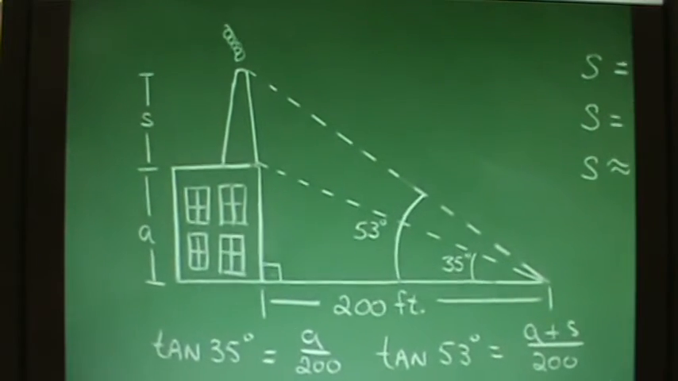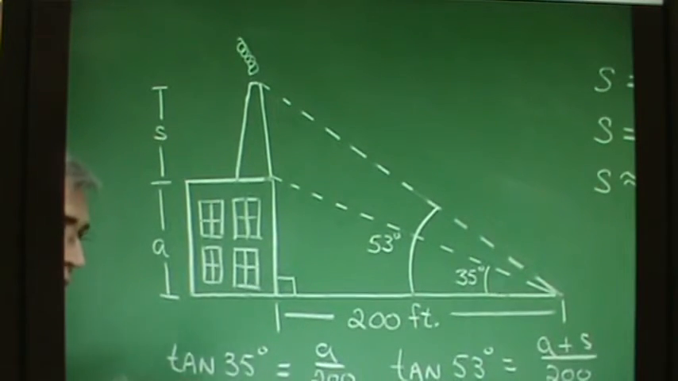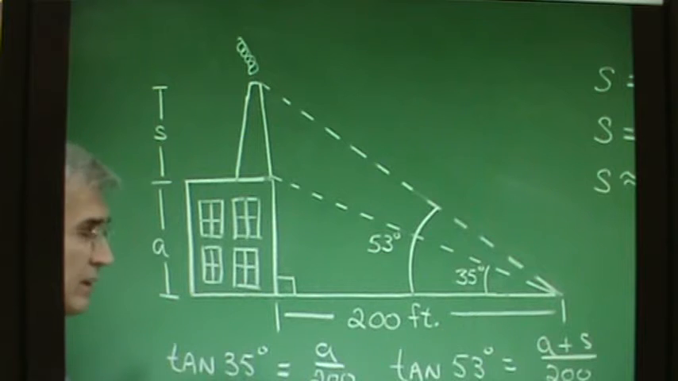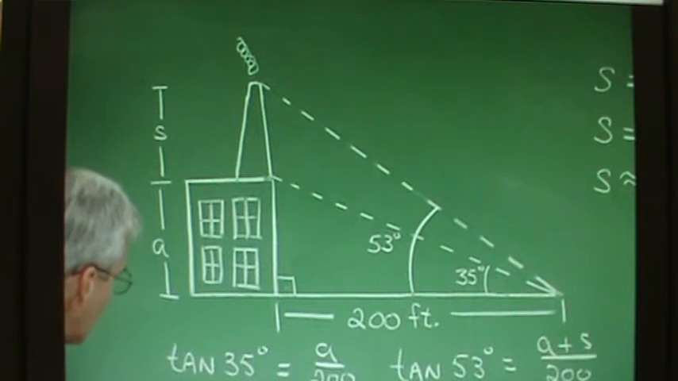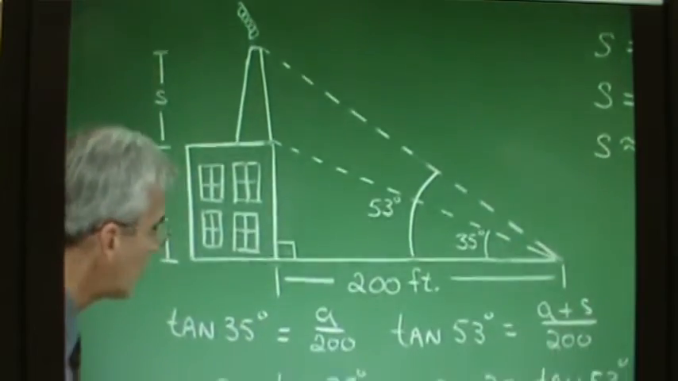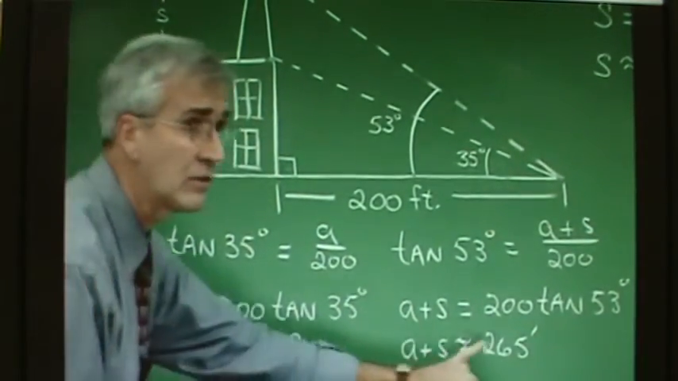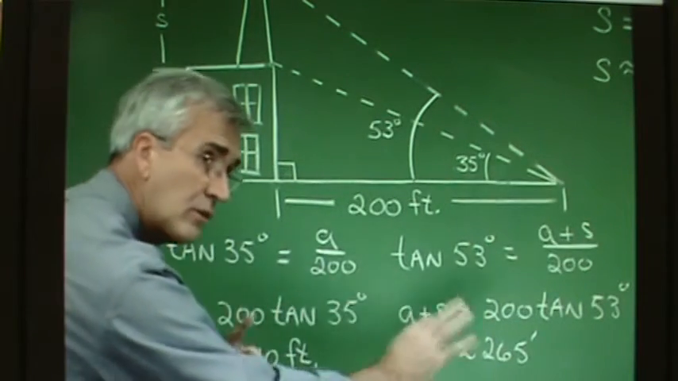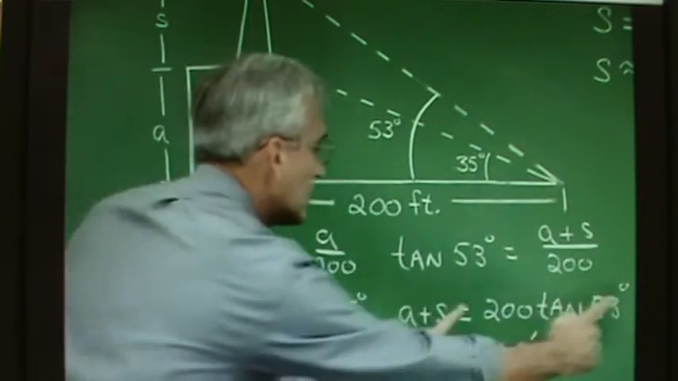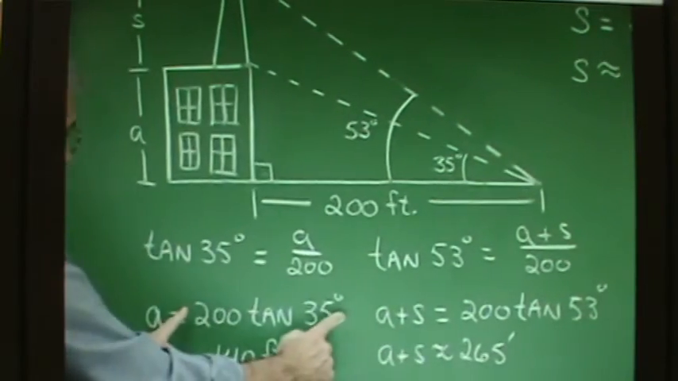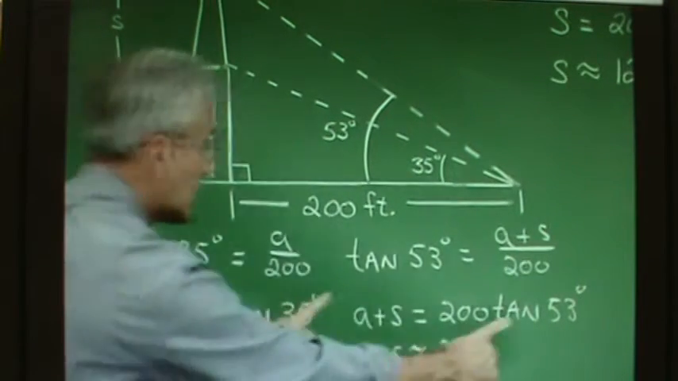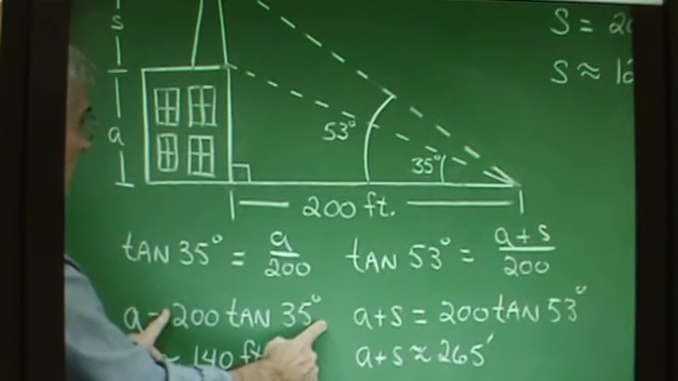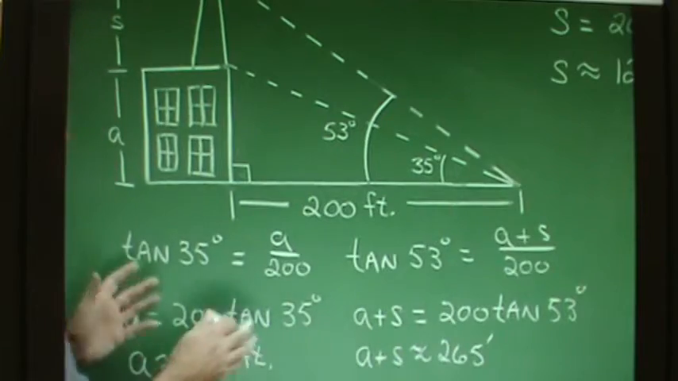Now if I were doing this on my own, I would probably make the calculation using the calculator a little bit differently, because subtracting two approximations could cause us to have an error that would be greater than we would have if we used exact values. What I would want to do is take this 200 tangent 53 degrees and subtract 200 tangent 35 degrees, because that's an exact value for the building and the smokestack together, and this is an exact value for the building alone.